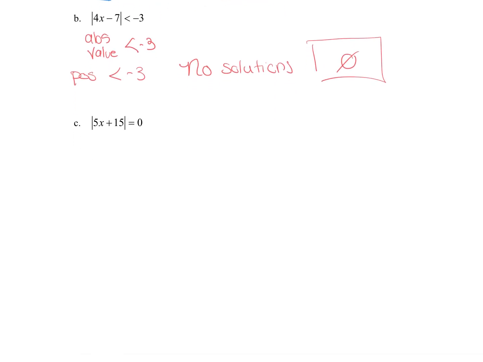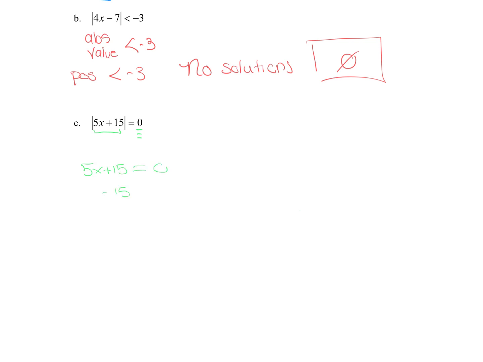The last one is a very special case because it equals 0. 0 is not positive or negative, so I can't change it. Like if that 0 were a 7, my absolute value could inside equal positive or negative 7, but the only thing that equals 0 is 0 itself. So the only way to make this happen is if my 5x plus 15 actually equals 0.